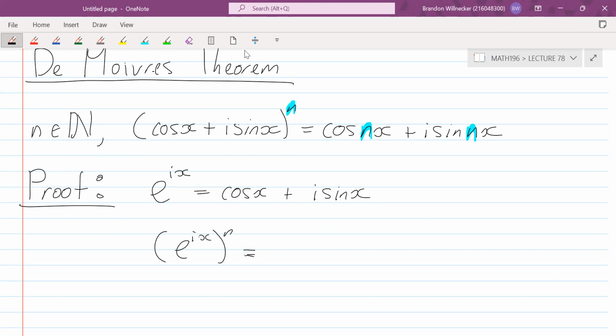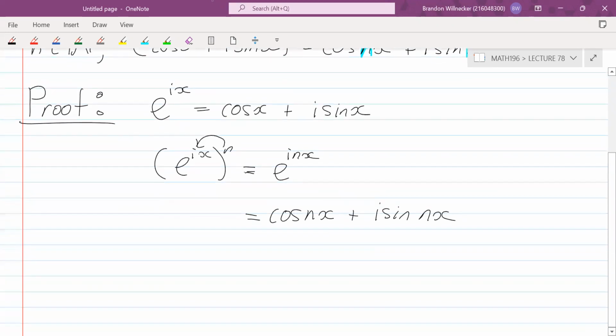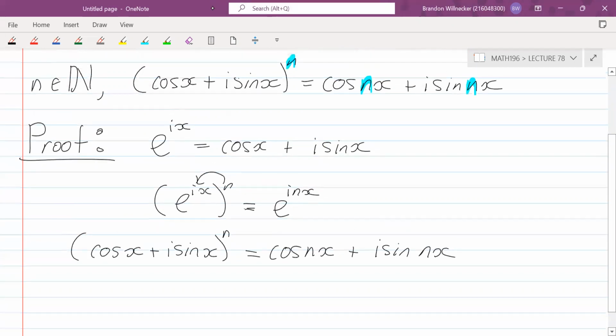Now this n we can multiply inside, using our exponential rules. So this becomes e to the i nx. Again, if we use Euler's formula on this, this is going to be cos nx + i sin nx, for the right-hand side. And for the left-hand side, we can just expand this e to the ix. That's going to be cos x + i sin x, still raised to the nth power. So that's a quick proof of the theorem.